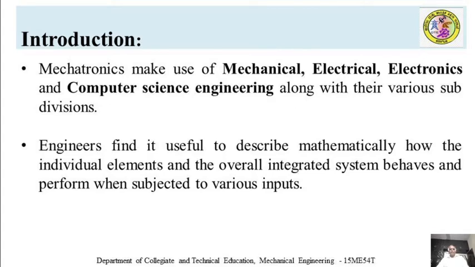Since it is a bit complicated system, we need to have a suitable model to define and describe the system. So that suitable model is a mathematical model.